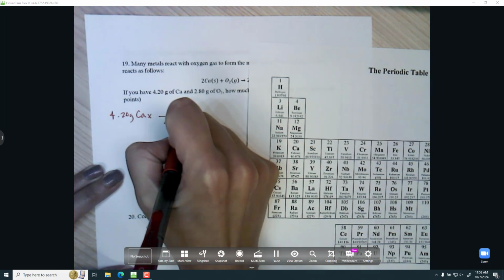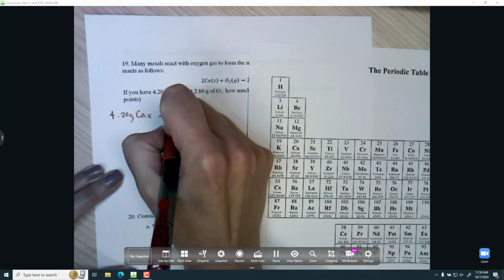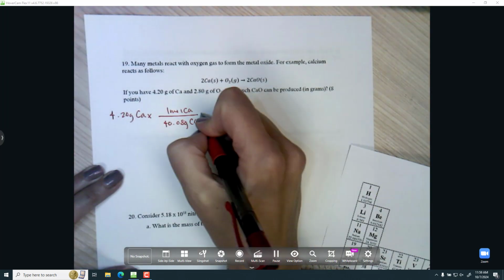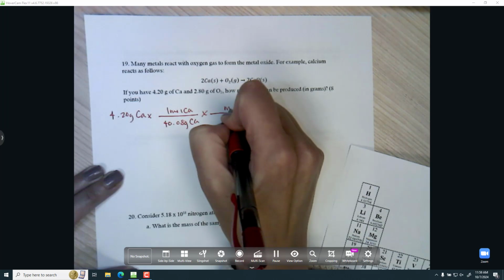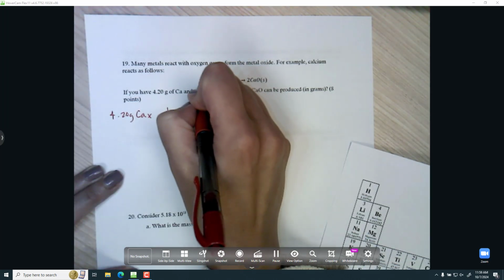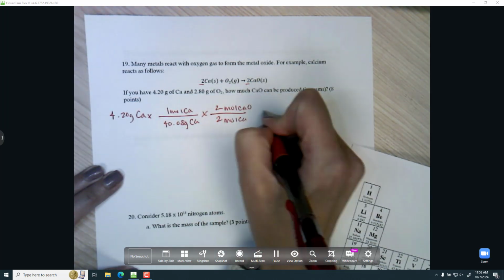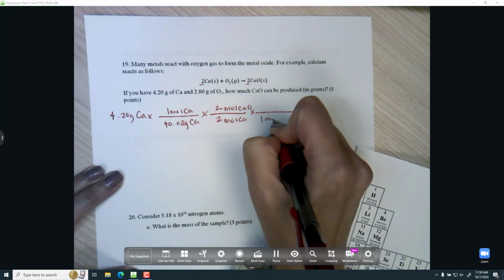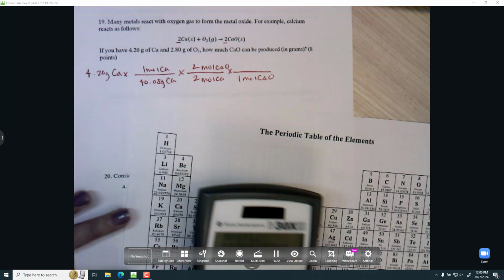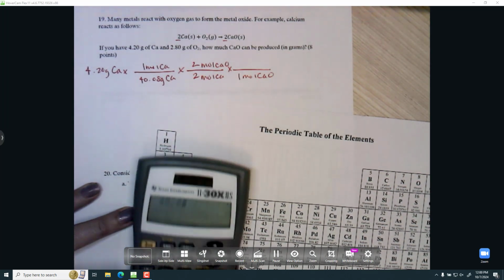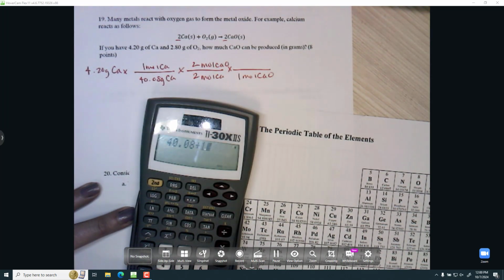So first I'll use the molar mass to figure out how many moles of calcium I have. Then I'll use my stoichiometric coefficients to figure out how many moles of calcium make how many moles of calcium oxide, and I see 2 and 2. And now I need the molar mass of calcium oxide to get to grams of calcium oxide. So that's the 40.08 plus 16.